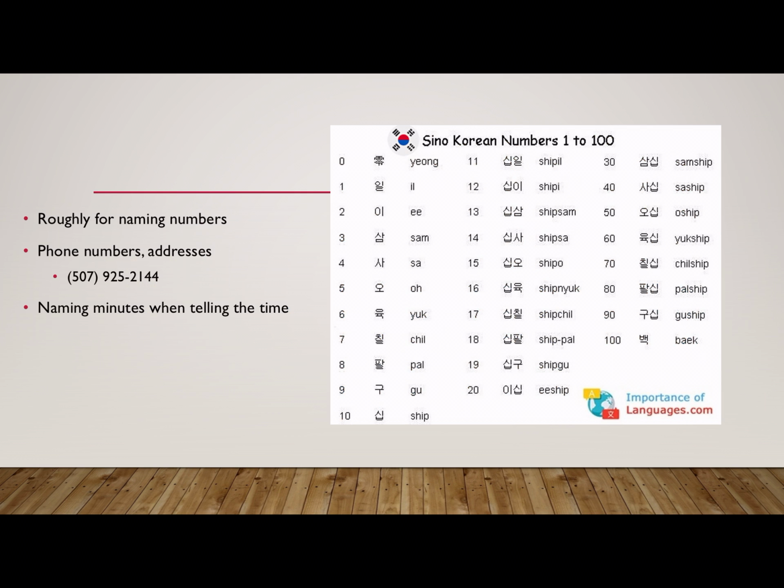All right. Okay. So then when do you use the Sino-Korean numbers? As far as I can tell, that's roughly for when you're naming numbers. So when you're saying your phone number or your address. So I looked up the area code for Rochester. So 507, this is a phone number I made up. I don't know what it is. 507-925-2144 would be 5. We have O.